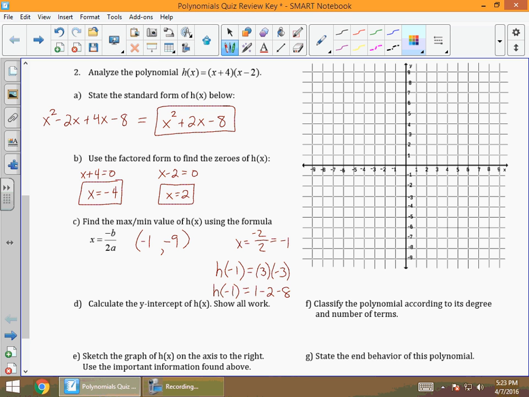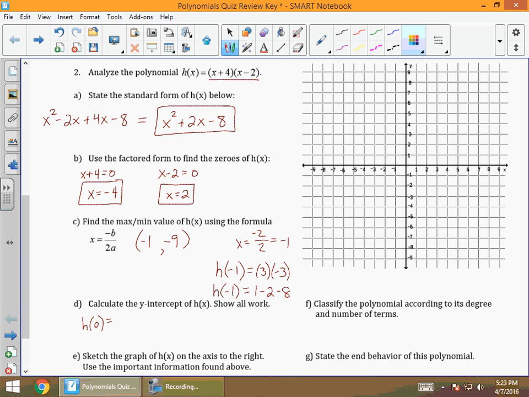Part D says calculate the y-intercept of h of x and show all the work. So the y-intercept, where a graph crosses y, is nothing more than plugging 0 in for x. So I'm going to find h of 0. And I can do this the same way I just did C, but instead of plugging in negative 1, I'm going to plug in 0. So I'm going to go all the way back to my original again. And I'm going to plug in a 0.